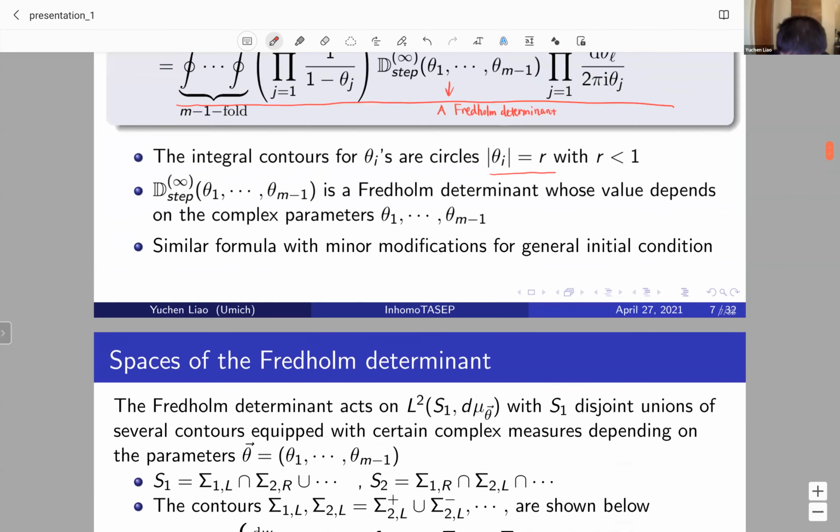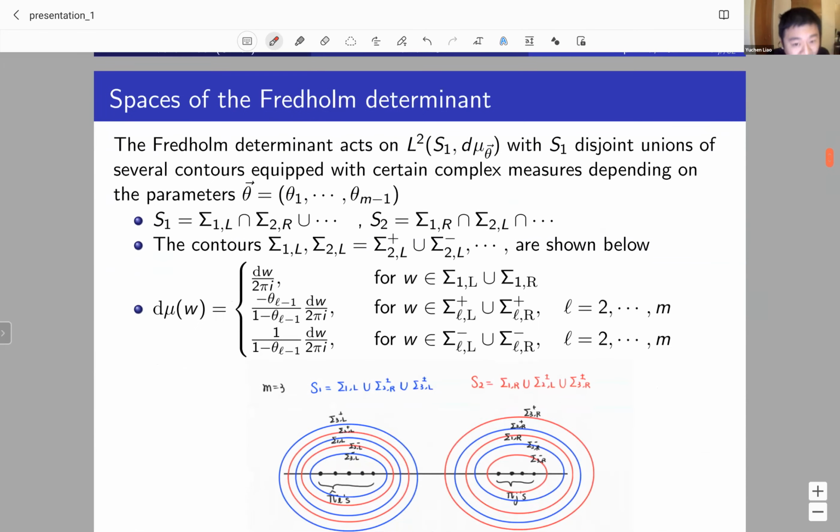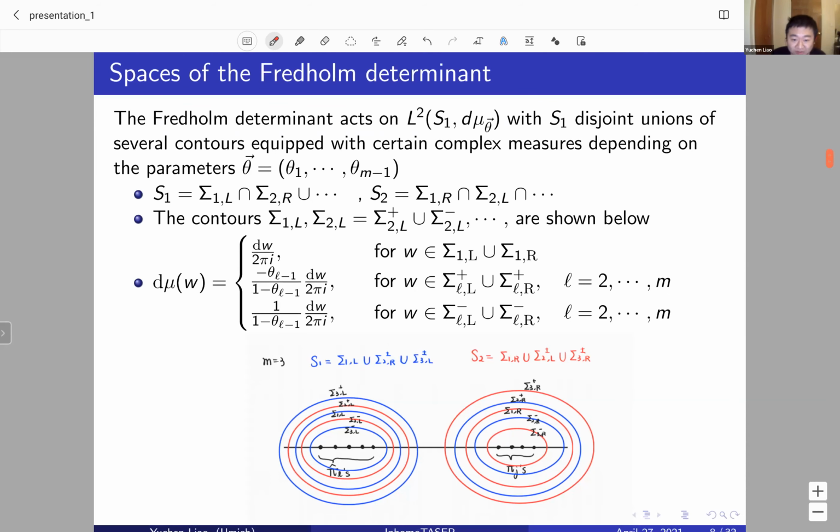So what is this D part? It's a very complicated thing, but I hope it's understandable. It takes a very similar structure, or not that similar, but more or less the same as the one-time case. So it acts on some disjoint unions of several contours, usually seen in this inhomogeneous TASEP. For the m-time distribution, you have essentially 2m minus 1 contours, or 2 times that many contours.